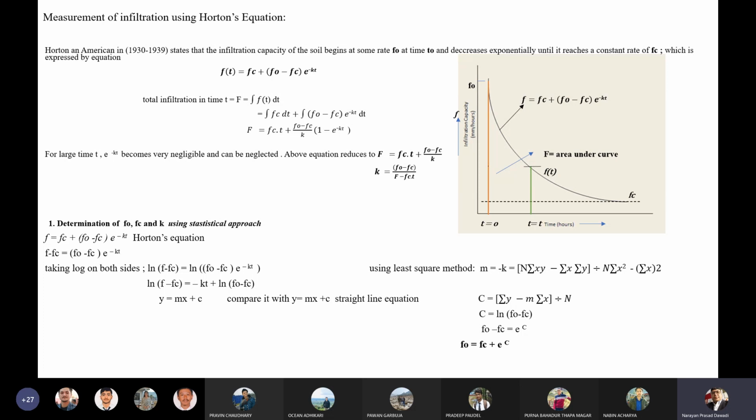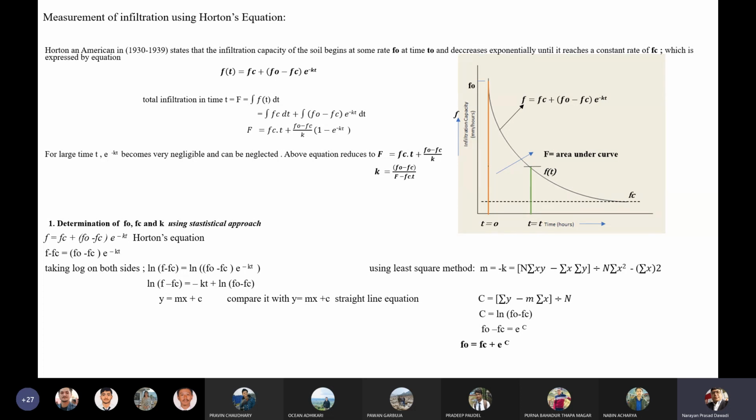Horton's equation is f = fc + (f0 - fc) e^(-kt). So f - fc will be (f0 - fc) e^(-kt). Now taking the natural log on both sides, ln(f - fc) = ln[(f0 - fc) e^(-kt)], which gives ln(f - fc) = -kt ln e + ln(f0 - fc). The value of ln e is equal to 1, so ln(f - fc) = -kt + ln(f0 - fc). This is the equation.